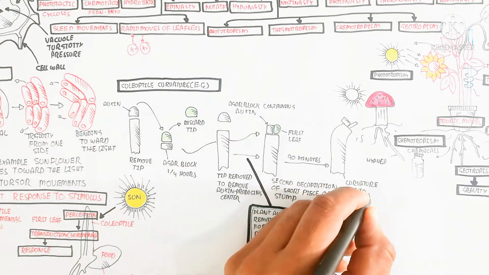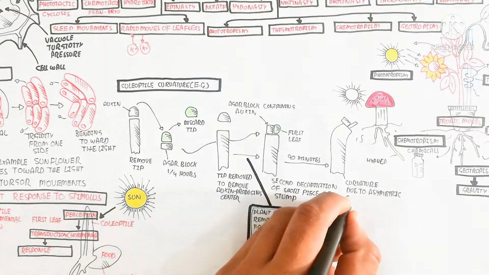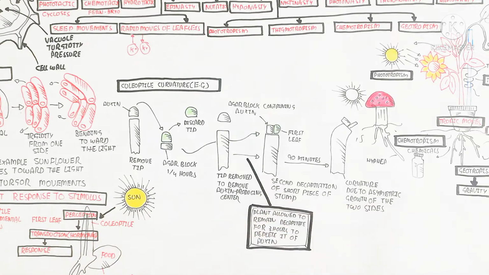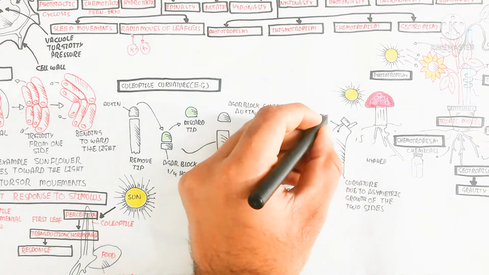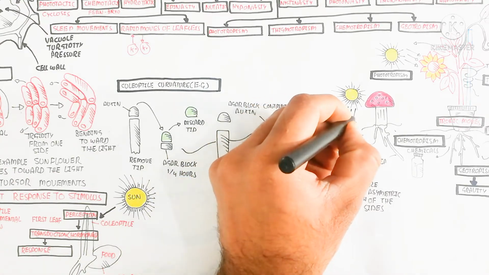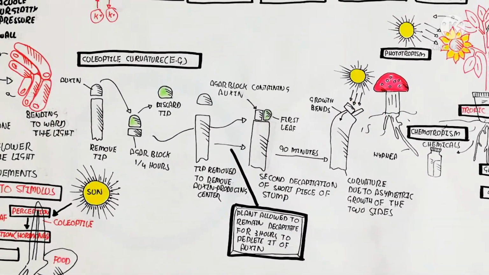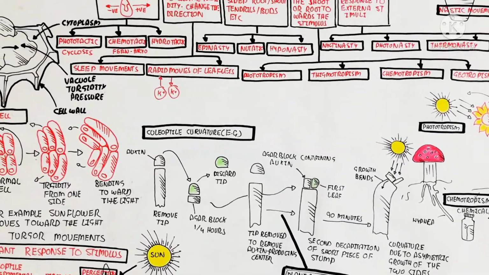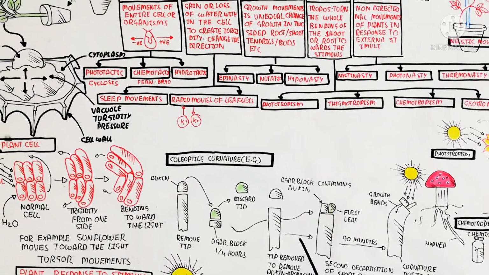In this way the auxin is very important for cell enlargement, so that one side will enlarge the cells and the bend will occur toward the light. So the curvature is due to asymmetric growth of the two sides. That is why auxin is a very important hormone, and the hormone is used for autonomic movement, while the external stimulus is used for paratonic movement.